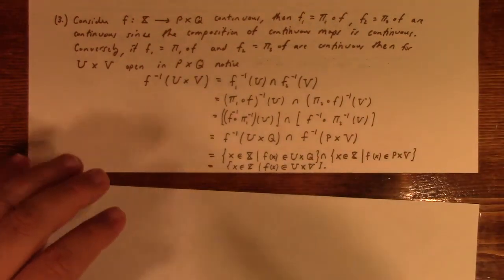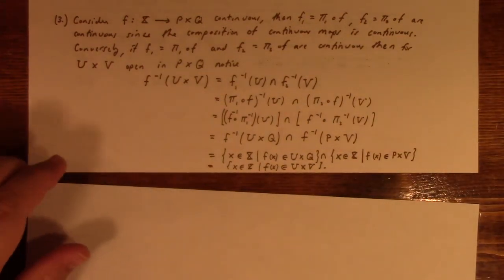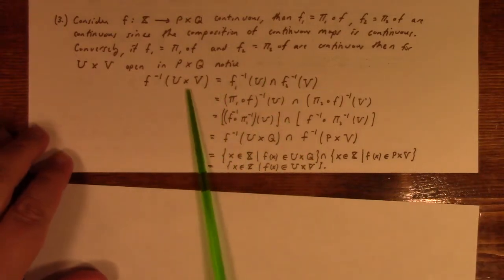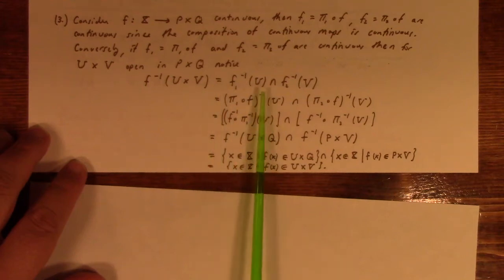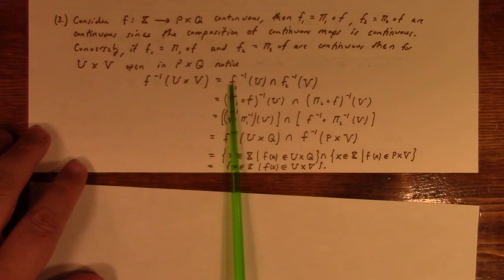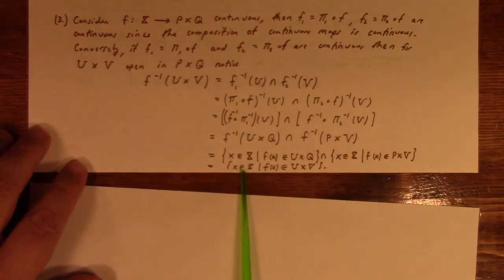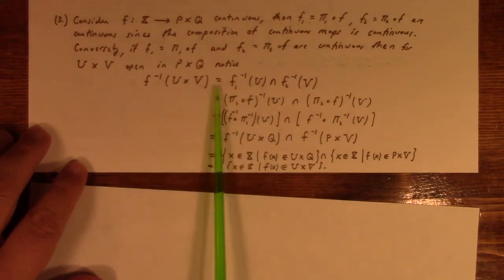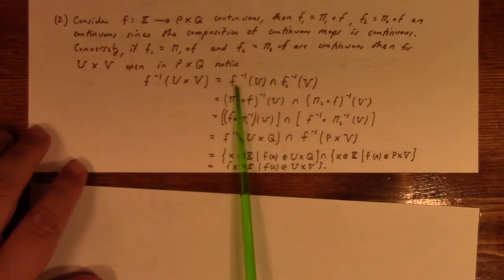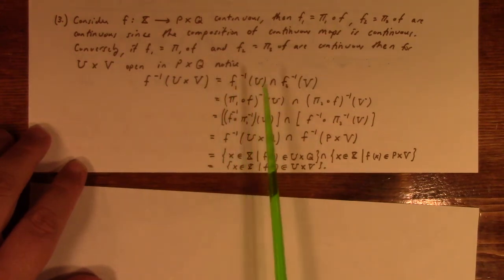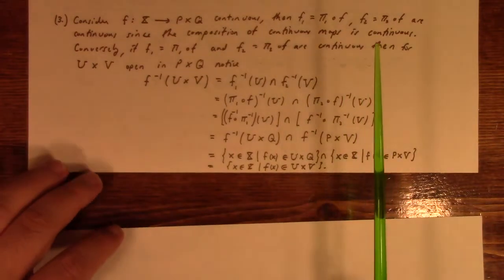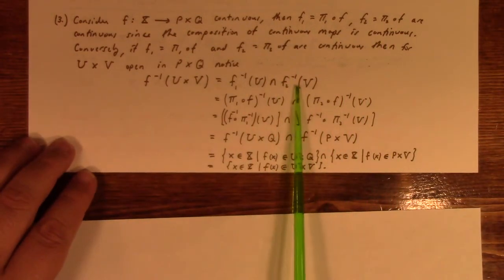All right, so let's look at the inverse image of U cross V. Now, to me, this is a ginormous jump. So what I'm going to do is show you through these steps that in fact this is the inverse image of U cross V, but it's going to take me a few steps. So start with this. This is a claim. I don't think that's at all clear. Maybe it's clear if you're used to this stuff, but I don't think it's clear to people who don't know anything.